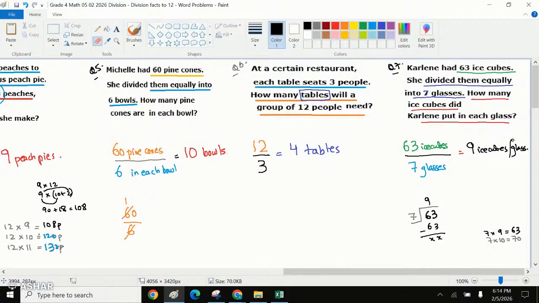It's not straight. It has to be a slash. A slash means a slant line. Okay. 9 ice cubes per glass. We read this as 9 ice cubes per, which means for each. Per glass. Yes.